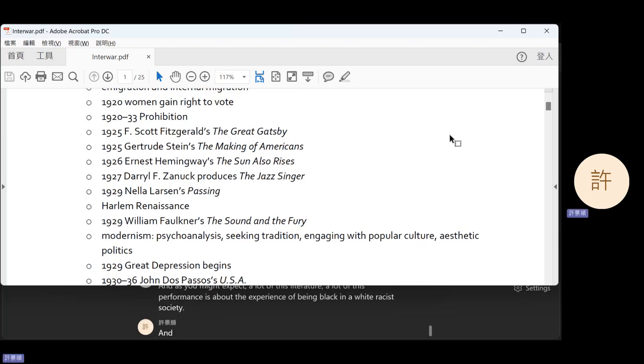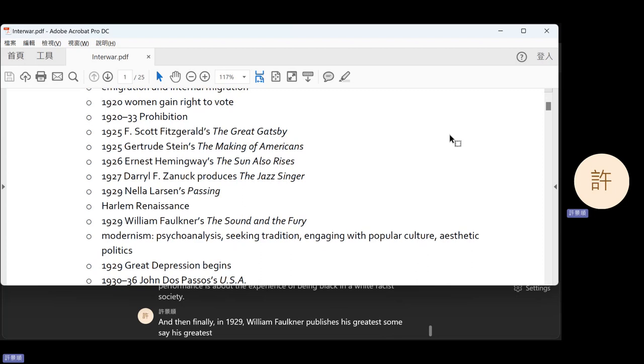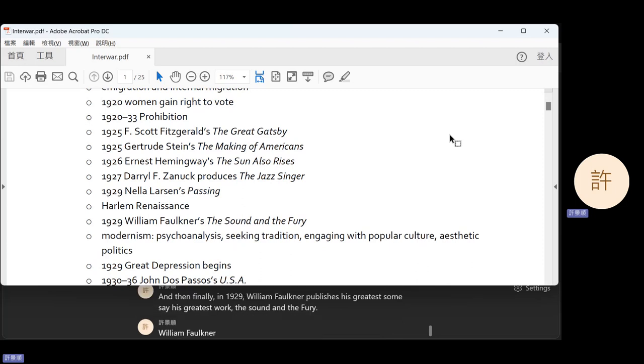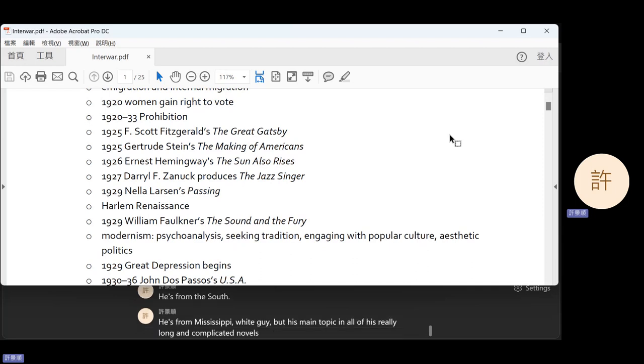And then finally, in 1929, William Faulkner publishes his greatest, some say his greatest work, The Sound and the Fury. William Faulkner, what should I say about him? He's from the South. He's from Mississippi, white guy. But his main topic in all of his really long and complicated novels is about the effect of racism and a closed-off culture on white people.